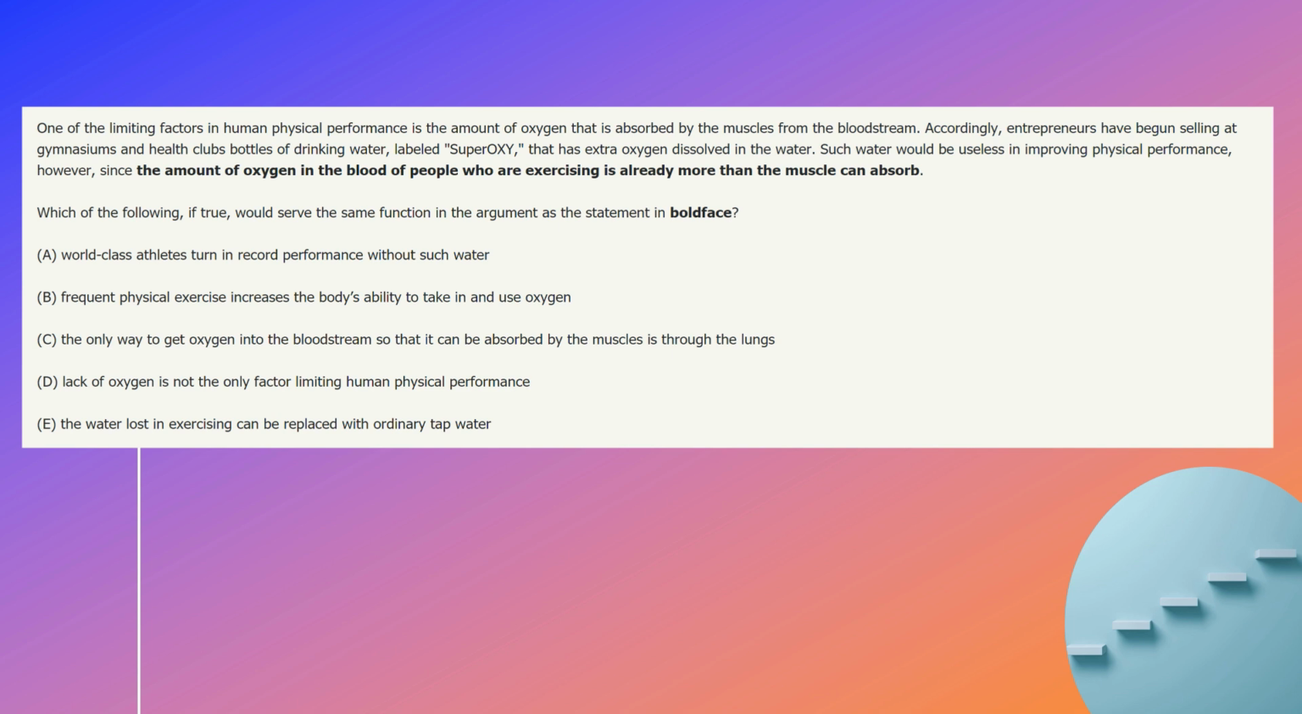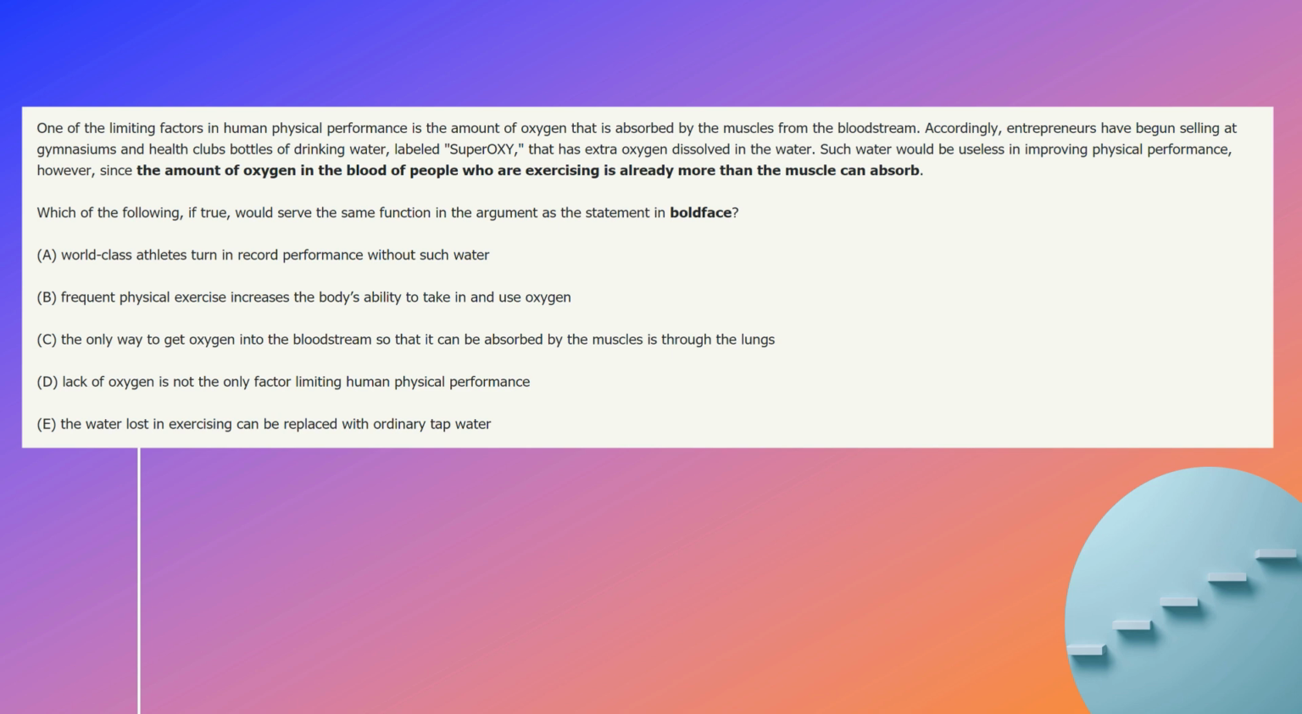D says, super oxy might be great, but there's other things that we need to do to increase human physical performance. The argument would no longer be flawless because we're trying to prove, remember, that such water would be useless in improving physical performance. But D wouldn't prove that at all. It would be flawed logic because it would be saying, there's other factors involved. Yeah, but you didn't answer whether super oxy is useless. I don't want to talk about these other factors limiting human performance. We're talking about oxygen. So that's a flawed answer, so we eliminate it for that reason.